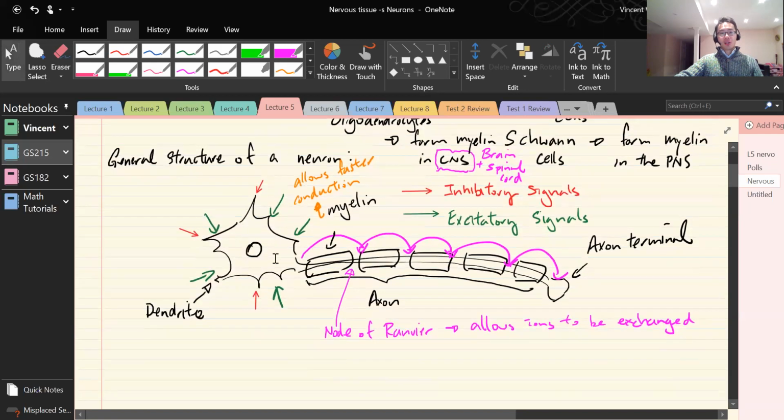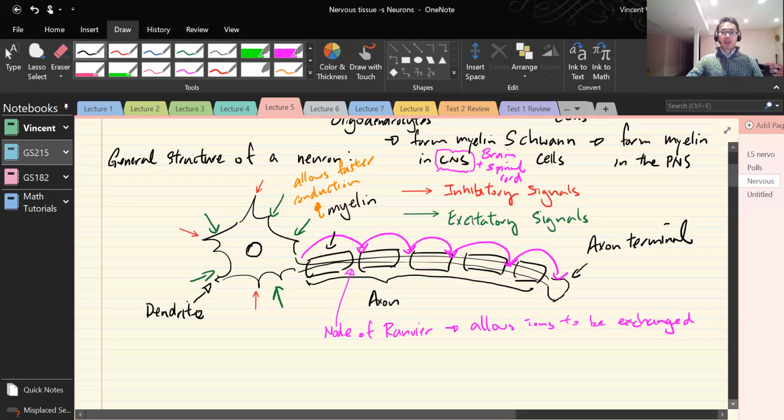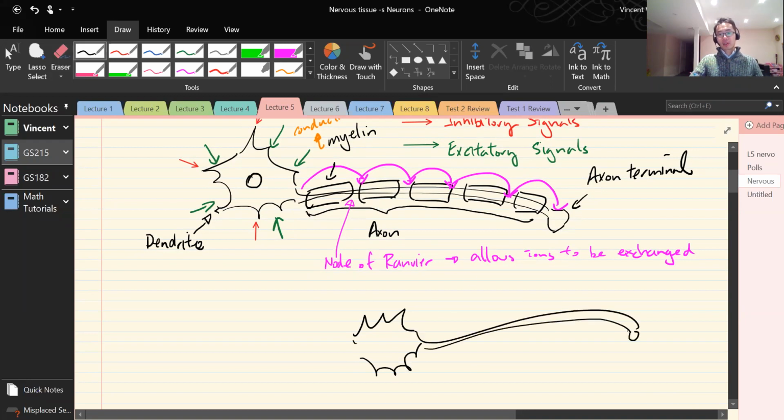Now, do all neurons look like this? No, not really. This is just a typical one. You can also have neurons that we call bipolar. Bipolar means rather than having one axon, you can have two axons. So one axon here, and then there's going to be another axon right there. Okay, so this would be a bipolar neuron.